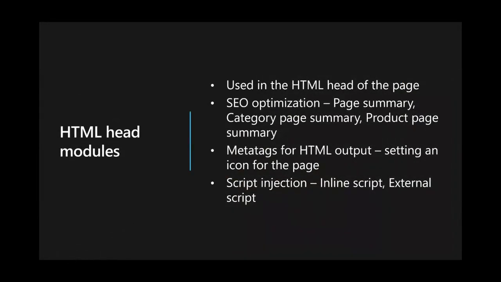And the other section that I want to quickly touch base on was the HTML head modules. I think we talked about it during the demo. So these are modules that are used in the HTML head of the page. So there are different modules available here. So there are modules available for SEO optimization. So that's the page summary, category page summary, product page summary, etc. So adding these modules to your HTML head ensures that your search engine is optimized, your pages are optimized for SEO. And then there are meta tags module.